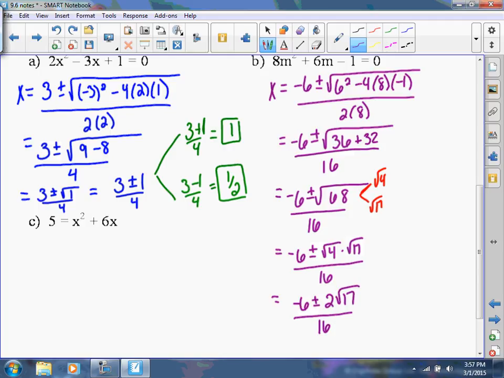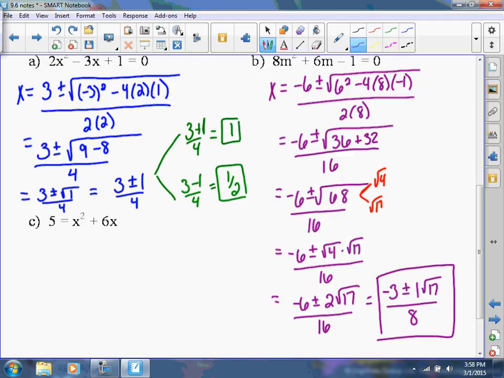Now the only other thing that I can do is I can simplify all the whole numbers that aren't underneath the radical. So the 6 and the 2 and the 16, if I look at them, I notice that all of them are even, which means that I can divide all of them by 2. So this will really simplify down into negative 3 plus or minus 1 square root 17 all over 8. And if you don't want to put the 1 in front of the square root of 17, that's okay. You could just write plus or minus square root 17. That would be okay.